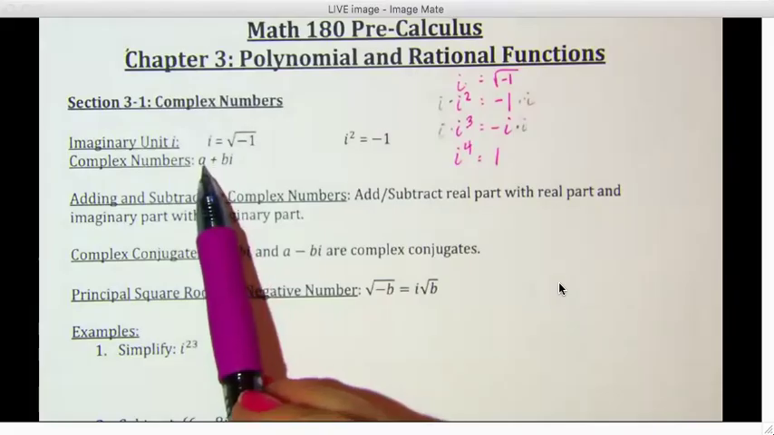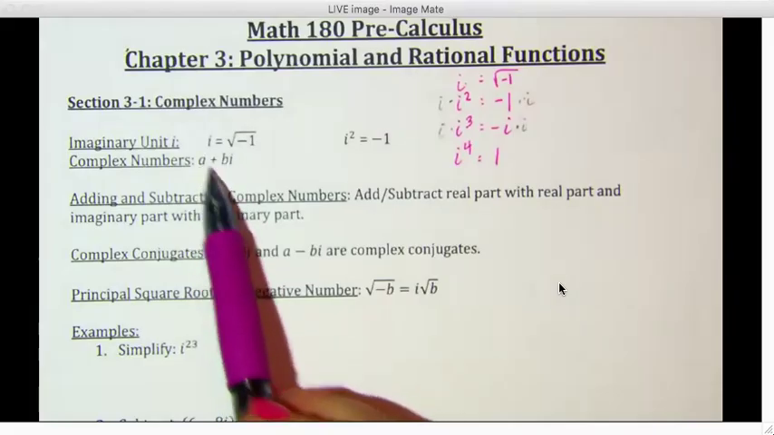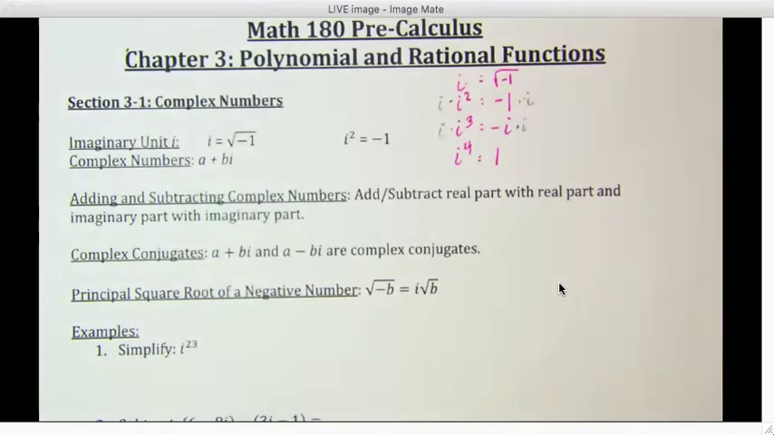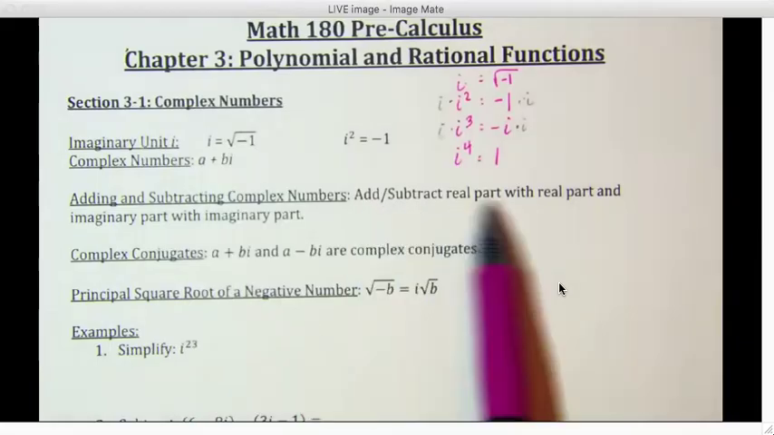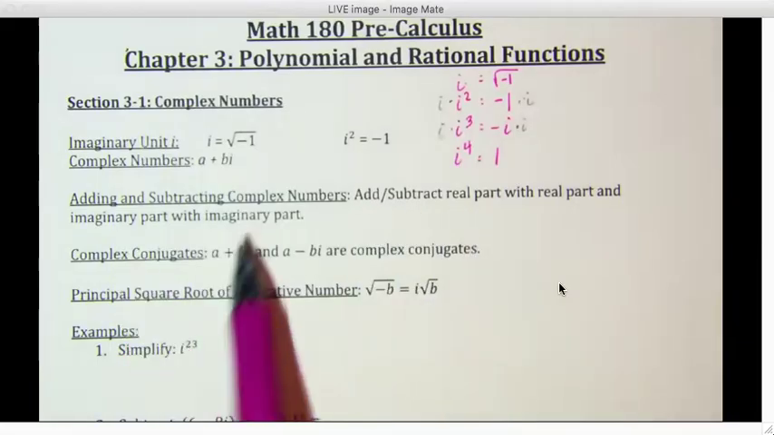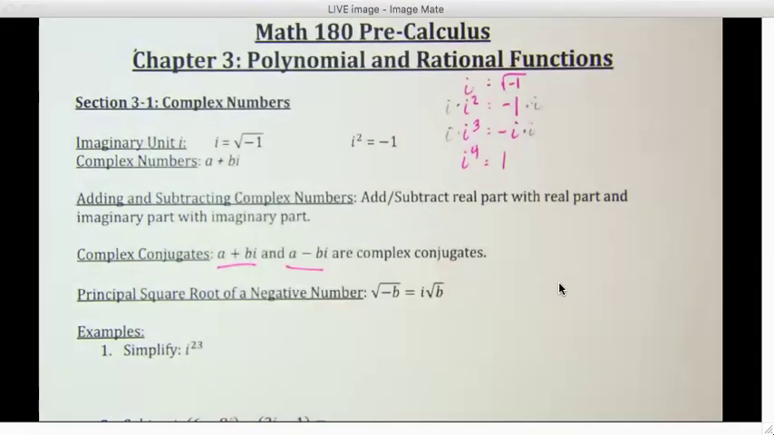Complex numbers have a real part and an imaginary part. Generally, we will write the real part first and the imaginary part second. And when we add and subtract complex numbers or imaginary numbers, we add or subtract the real part with the real part and the imaginary part with the imaginary part. These are called complex conjugates, and we will use complex conjugates when we divide imaginary numbers.